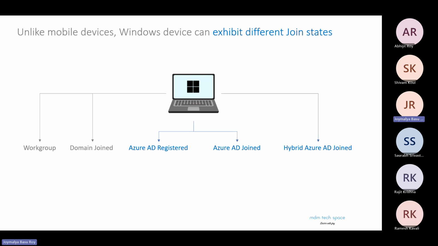Now, of these five different join states, a few can coexist with each other. So, for example, a workgroup PC can be Azure AD registered, a domain joined PC can be Azure AD registered. But similarly, you cannot Azure AD register an Azure AD joined or a hybrid Azure AD joined PC, right?